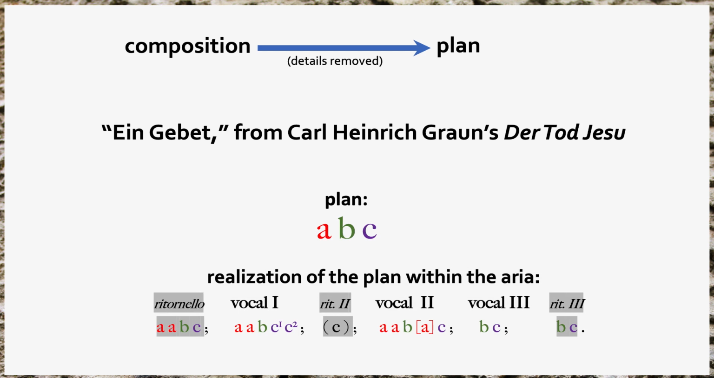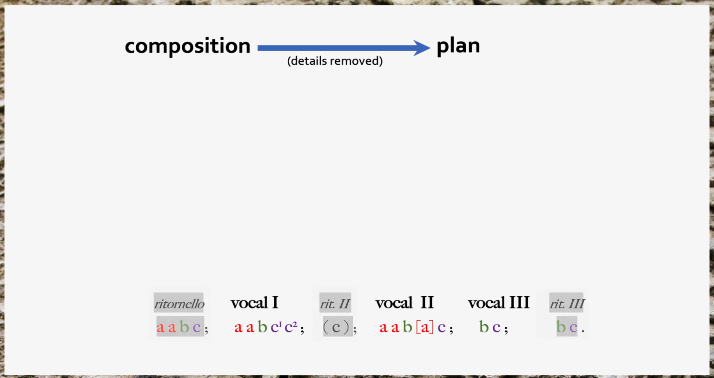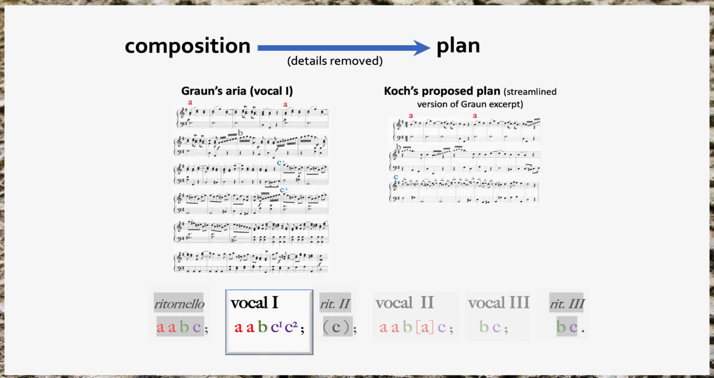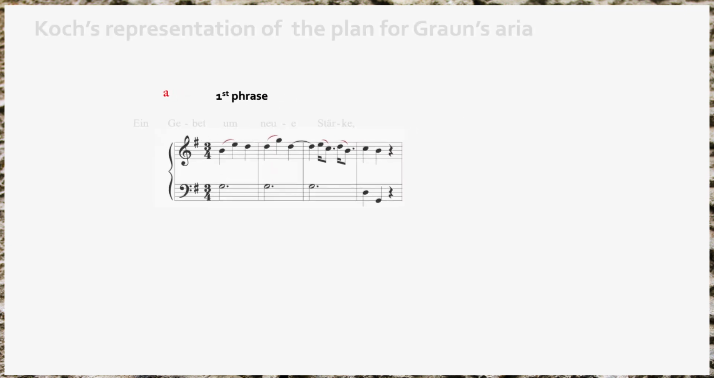Koch's plan for this aria involves 3 different phrases, which I label here as A, B, and C, and which form the basis for all of the aria's sections. To help present the plan in a concrete manner, Koch recomposed the aria's first vocal section. In doing so, he simplified the texture and left off measures that he regarded as structurally less important. The plan he devised thus provides a streamlined representation of the aria. But did he streamline too much or too little? Let's compare his proposed plan with the aria.